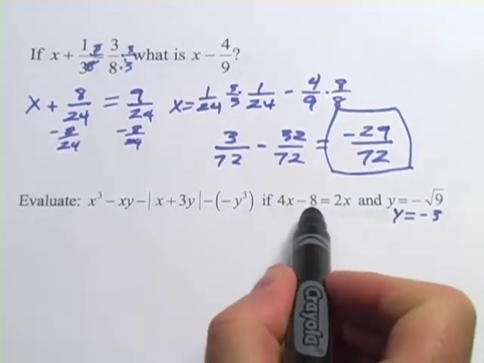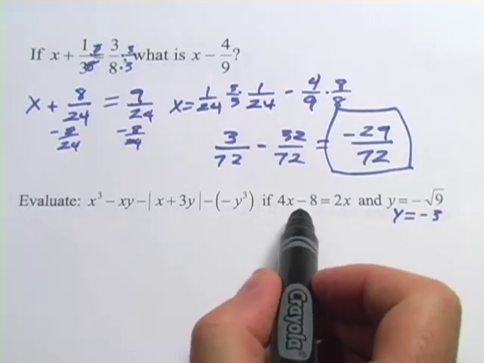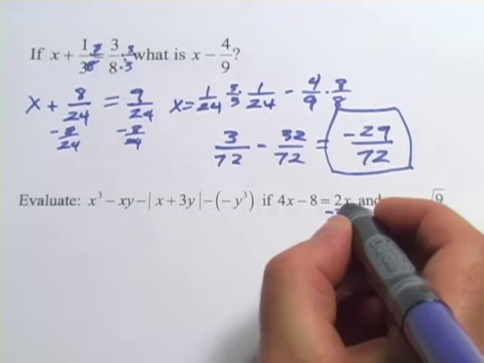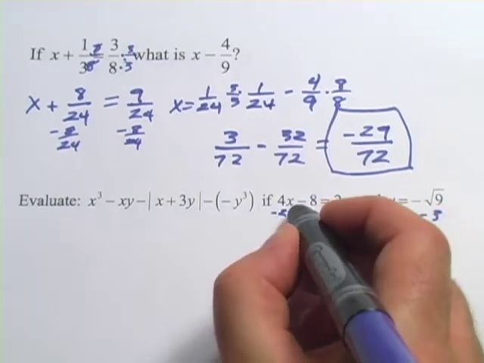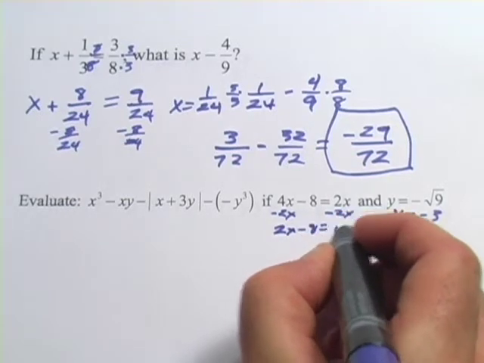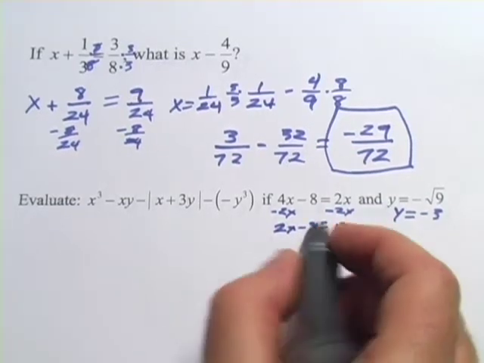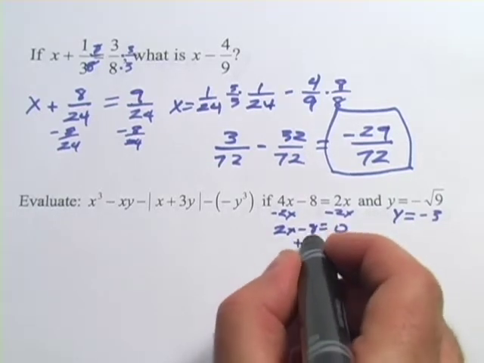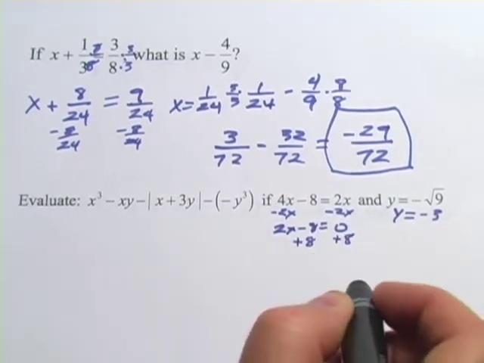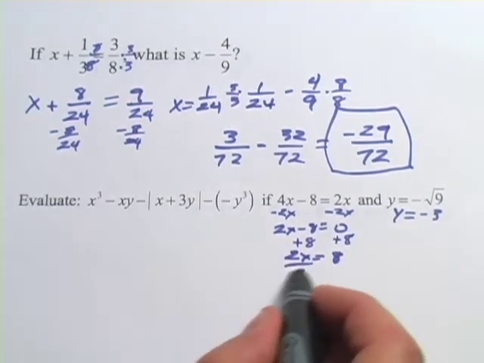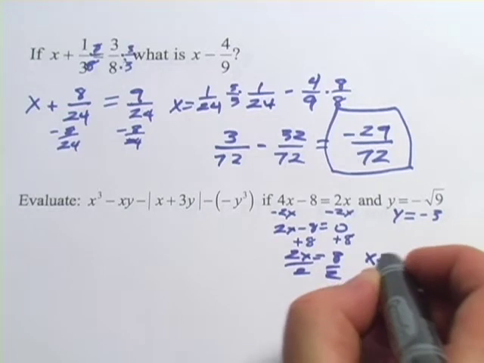Here we have 4x minus 8 equals 2x, a pretty typical algebraic equation. I've got x's on both sides, so I'll start by subtracting 2x from both sides. And I get 2x minus 8 equals 0. And then I will remove this term from this side by doing the opposite. I'll add 8, but I've got to do it to both sides. And I get 2x equals 8. When I divide by 2, I get x equals 4.